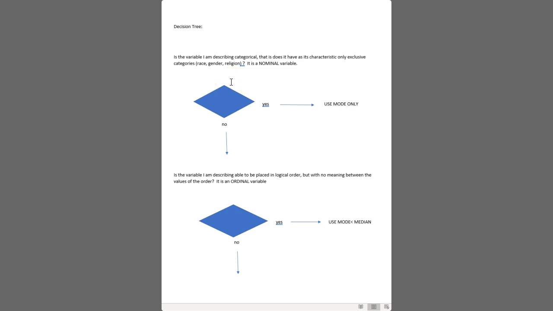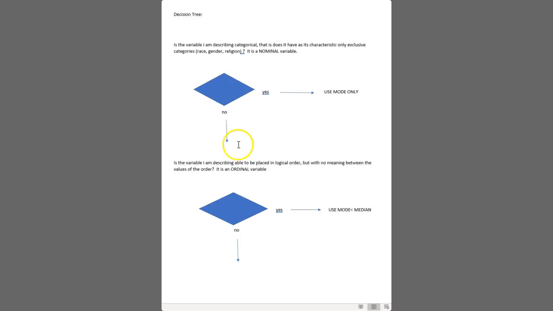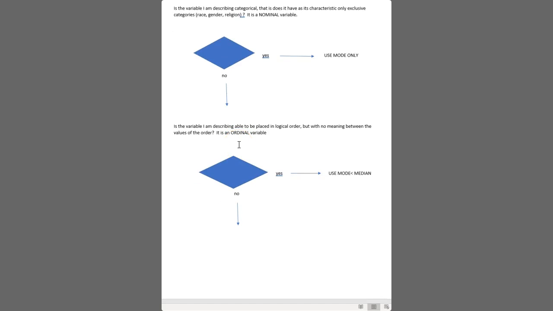So to summarize, we have a decision tree. First, is the variable I'm describing categorical? That is, does it have as its characteristic only exclusive categories, like race, gender, and religion, which can't be rank ordered? Then it's a nominal variable. If the answer is yes, use the mode only as your measure of central tendency. If not, let's look at the variable some more. Is the variable I'm describing able to be placed in logical order, but with no meaning between the values of the order? It's an ordinal level variable, and you can logically use the mode and the median as a measure of central tendency.